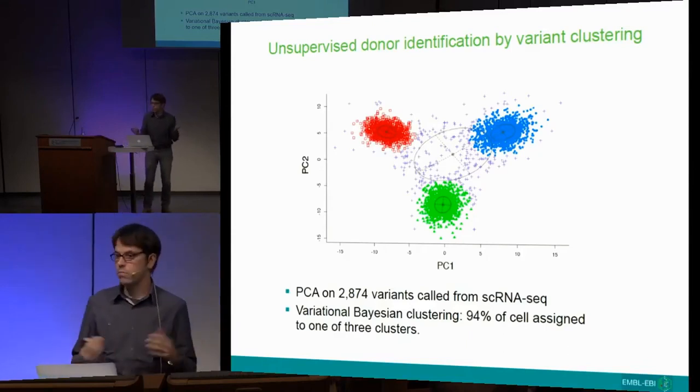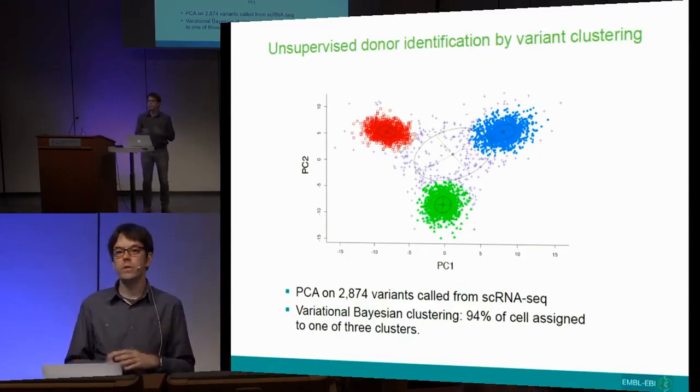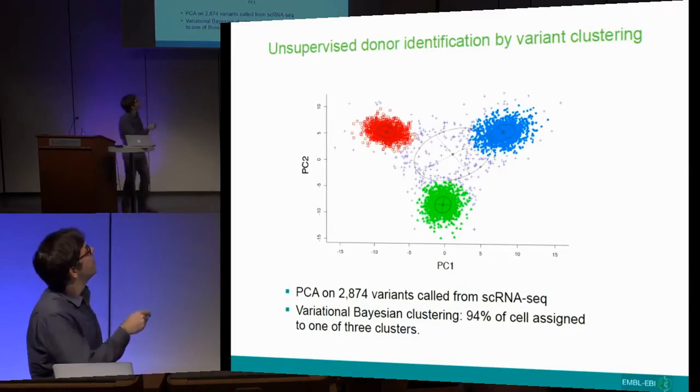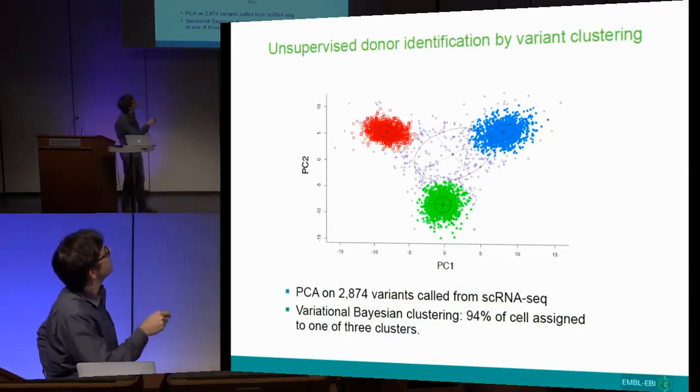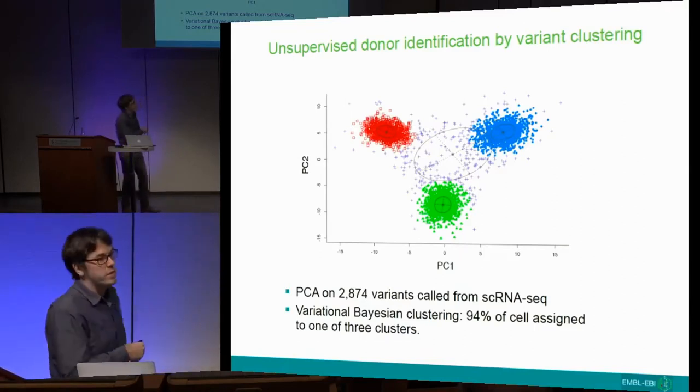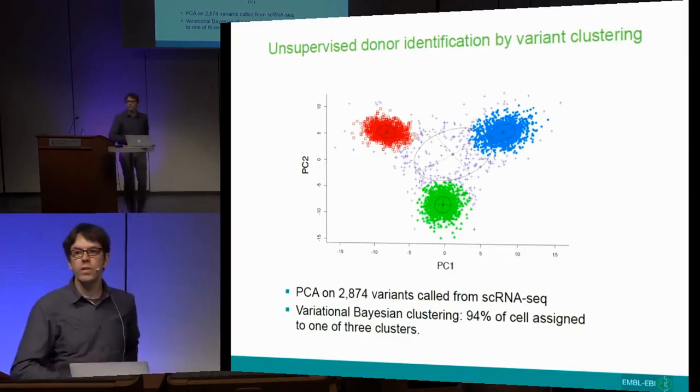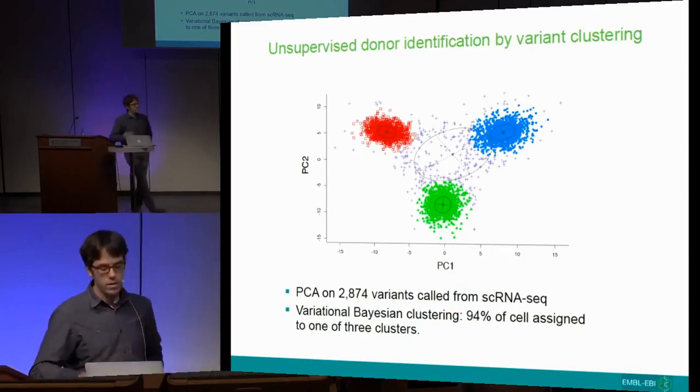So even if you don't know genetic variants a priori, if you don't genotype individuals, you can recapitulate who is who. You can see the three major clusters from three donors. There's some mixed populations in between, but it's only 6% of the cells that you cannot assign. So you can really have very simple, effective designs by pooling individuals together.